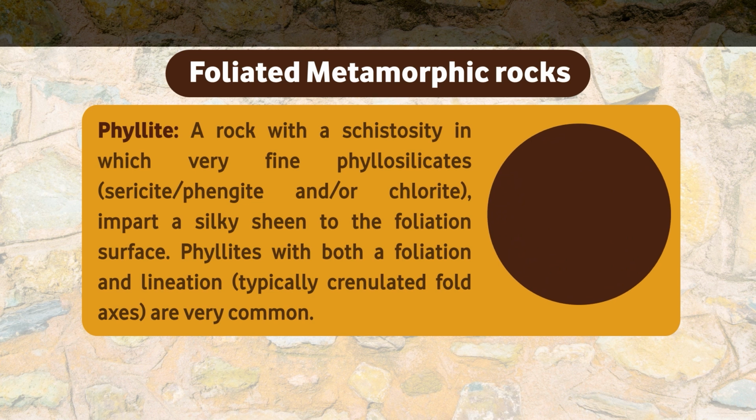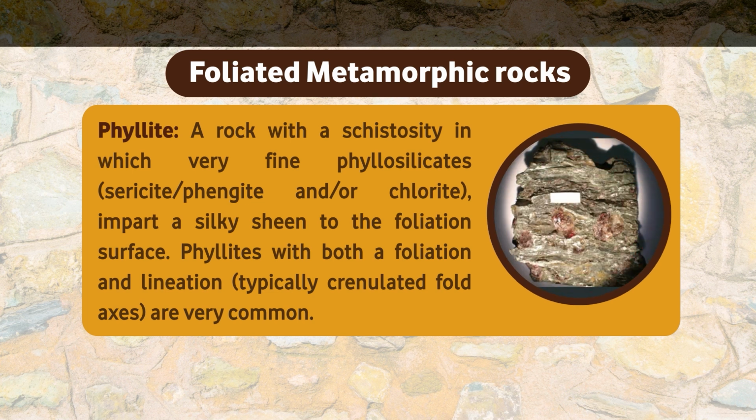Phyllite is a rock with schistosity in which very fine grained phyllosilicates like sericite, muscovite and/or chlorite impart a silky sheen to the foliation surface. Phyllites can have both foliation and lineation. Crenulation cleavage is a very commonly observed structure in phyllites. You can see on the right-hand side a phyllite which is showing a very silky luster. This is because of the presence of mica minerals in it, and you can see on the border that there is a fine foliation surface along which the rock can cleave.